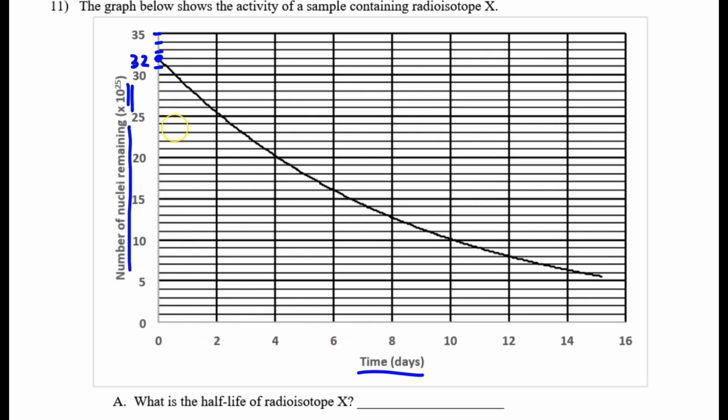And okay, so how long does it take to drop to 1/2 of our starting amount? Well, half of 32 is 16. So let's trace over. Here we are. Took 6 days to drop in half. Let's drop in half again, down to 8. We go over, trace down. That's 12 days. Okay, what's the half-life?